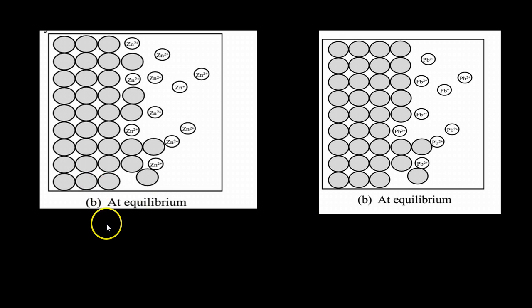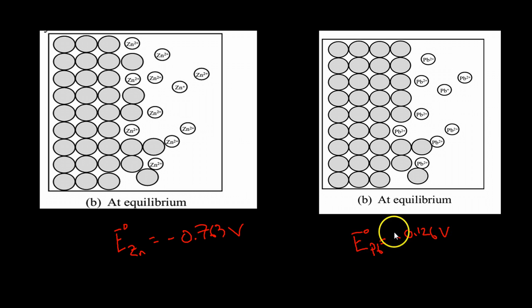And so we talked a little bit about standard reduction potentials, which we called E0. What we found was that E0 for zinc equaled negative 0.763, and these are in volts, and the E0 for lead, this is just a piece of information we can find on a table, was negative 0.126 volts.